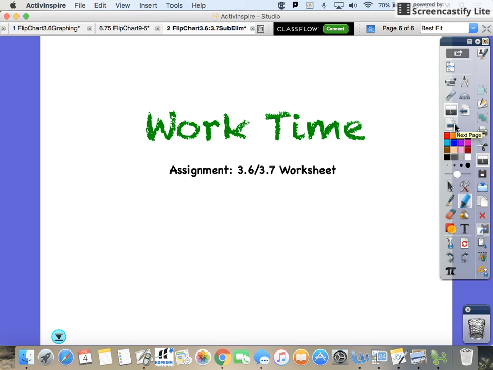Now you should be able to work on your assignment. 3637 worksheet, it should say substitution and elimination. There's two separate assignments. One is substitution, the other is elimination.